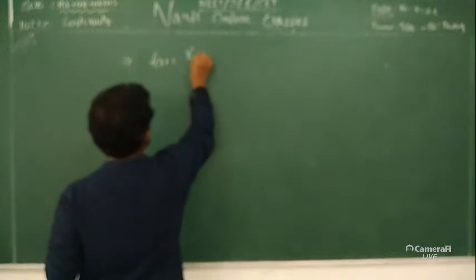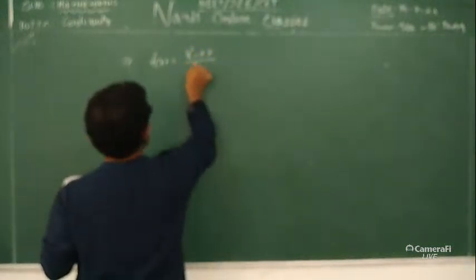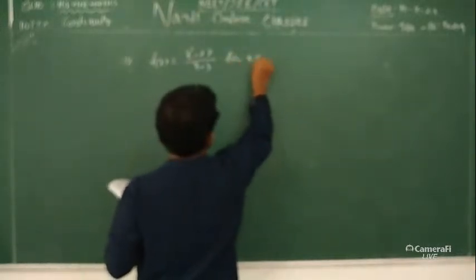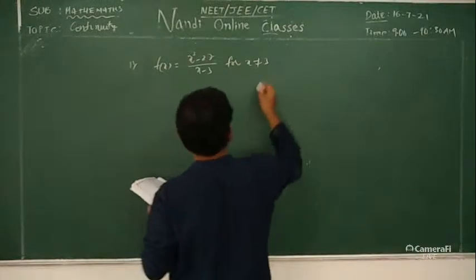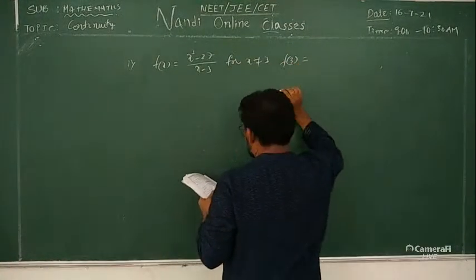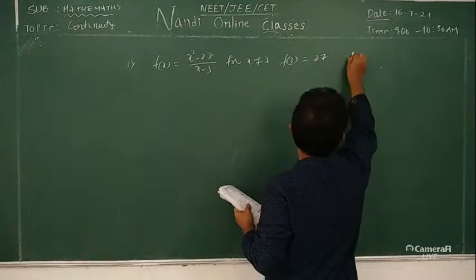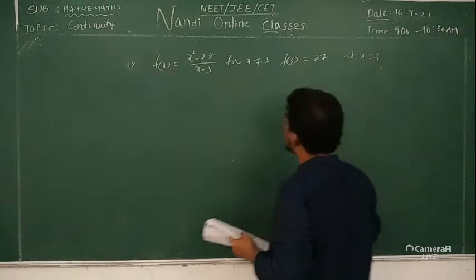Okay, let us start the continuity problems. First one. The function f of x is equal to (x cube minus 27) divided by (x minus 3) for x is not equal to 3. F of 3 is equal to 27 at x is equal to 3.